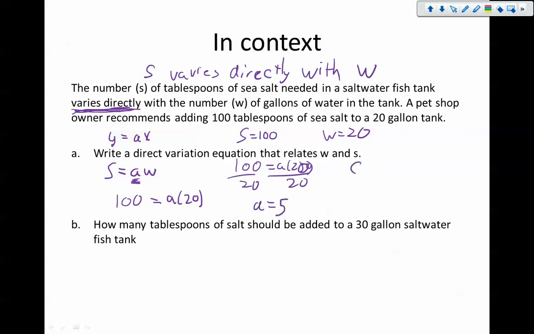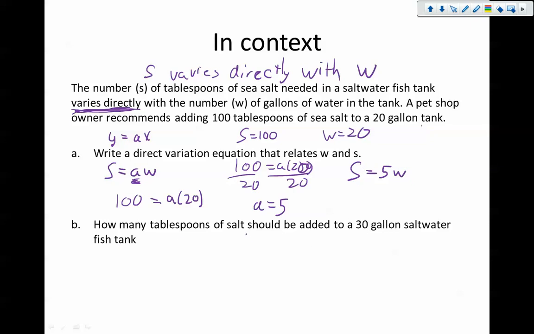So my equation is S equals 5W, which tells me that every time I increase the gallons of the tank by 1, I'm increasing the sea salt by 5, because that's what slope says. Remember, we're going up 5, right 1. When I increase the gallon size by 1, I'm increasing the salt by 5.